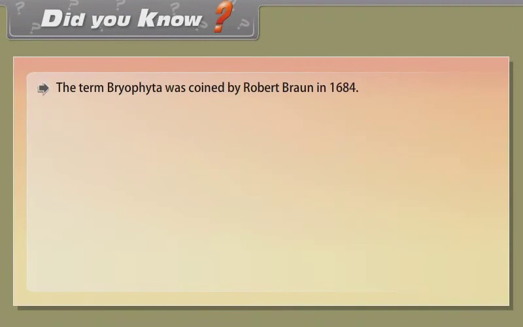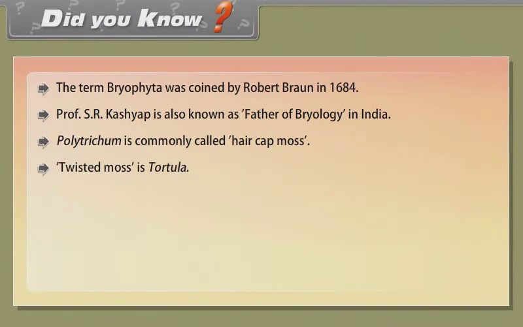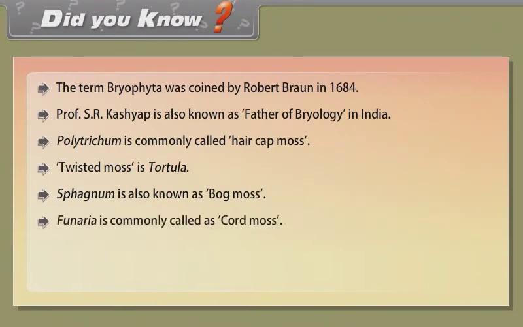Did you know the term Bryophyta was coined by Robert Brown in 1864? Professor S.R. Kashyap is also known as the father of bryology in India. Polytrichum is commonly called haircap moss. Twisted moss is Tortula. Sphagnum is also known as bog moss. Funaria is commonly called cord moss.